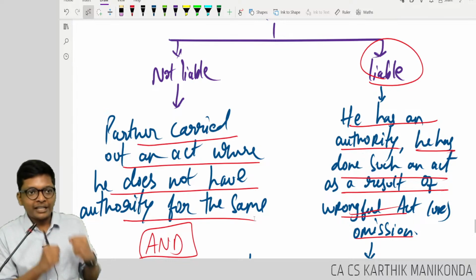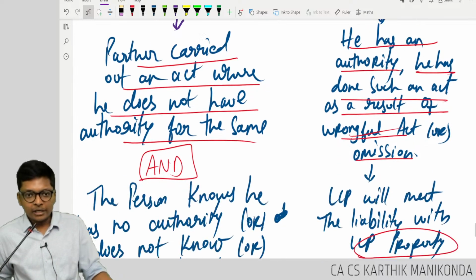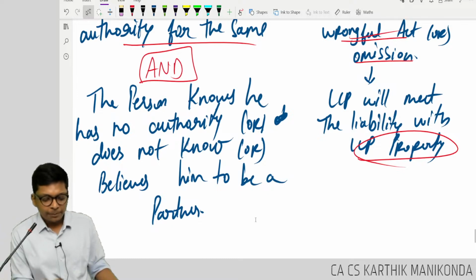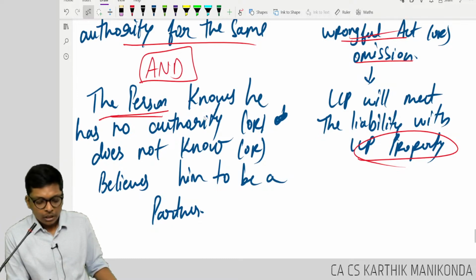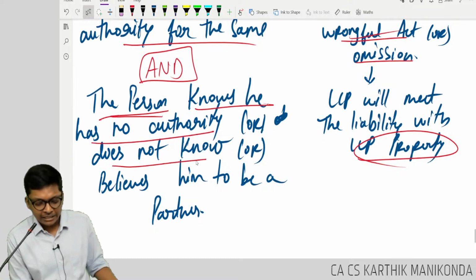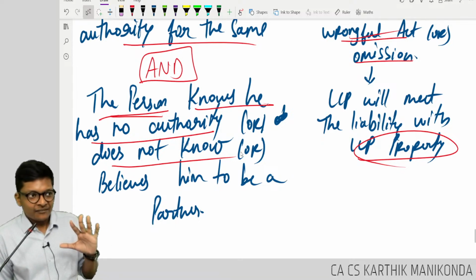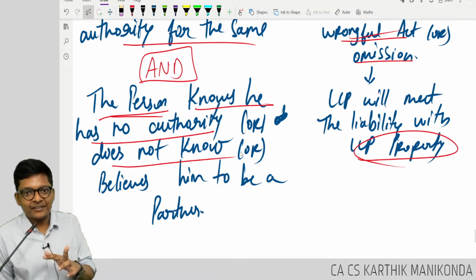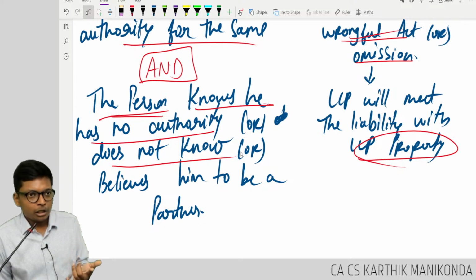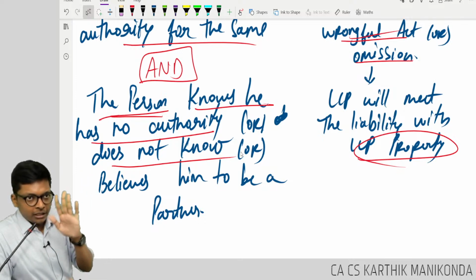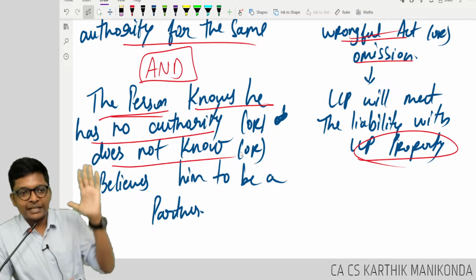The partner carried out an act where he does not have the authority for the same. Rohit Sharma took the Audi car, he does not have authority for the same. But the person here knows he has no authority or does not. That means whether Nita Ambani knows he doesn't have authority or he has authority, it doesn't matter.